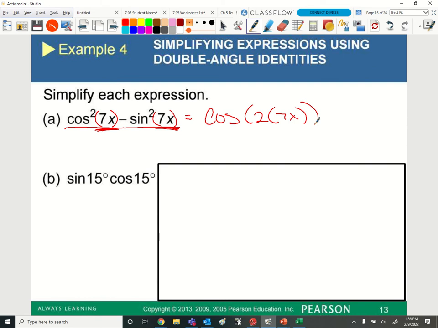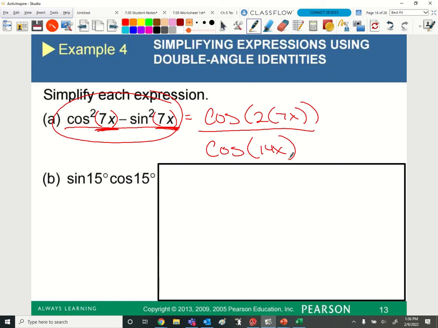All I did is I took my formula, cosine squared minus sine squared, and I'm turning it into the other side. So I'm replacing all of this with just this. And we need to do a little bit of math. What's 2 times 7? 14. So my answer is going to be just cosine of 14x.